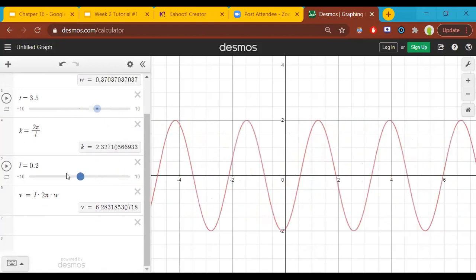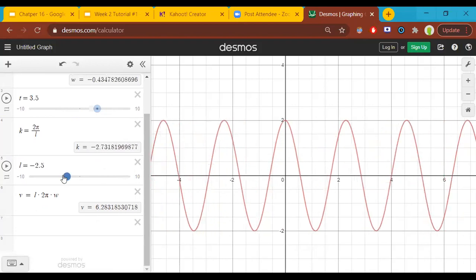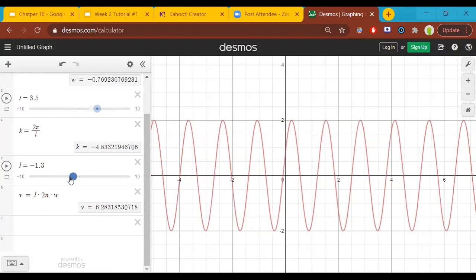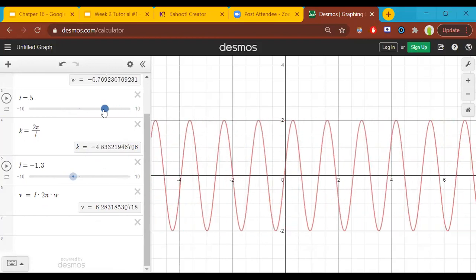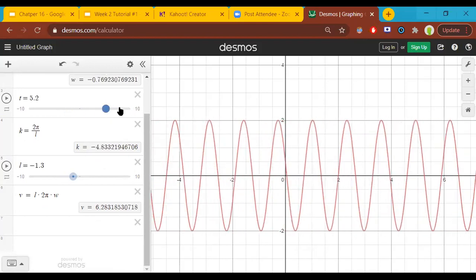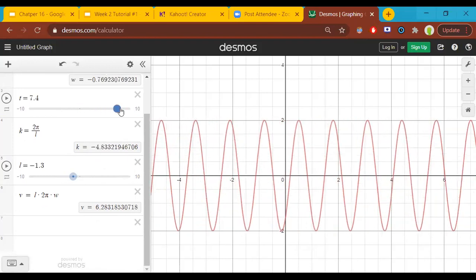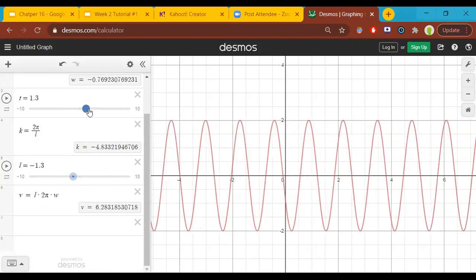If I make my wavelength super short, like this, the speed is still the same. The only thing that changes is now there's a higher frequency because more crests pass any given point at any given time.